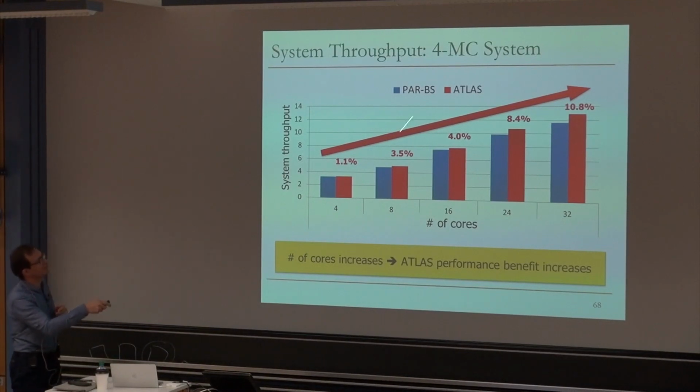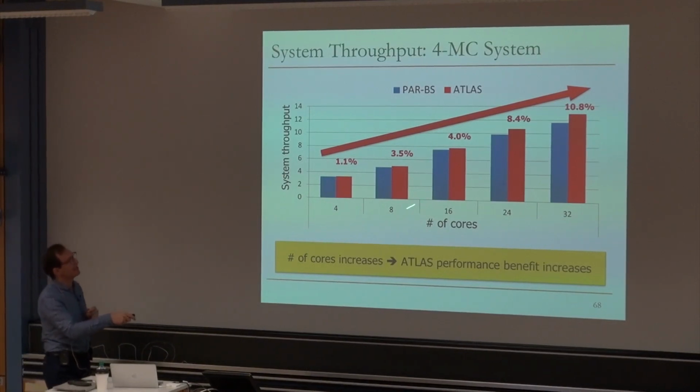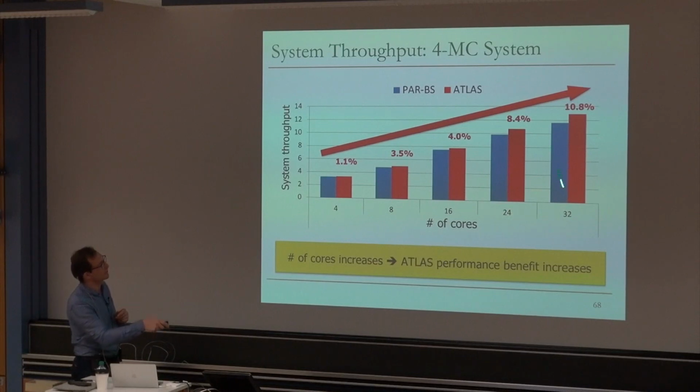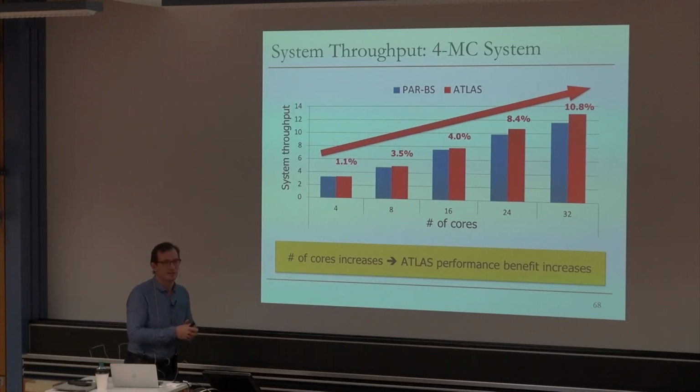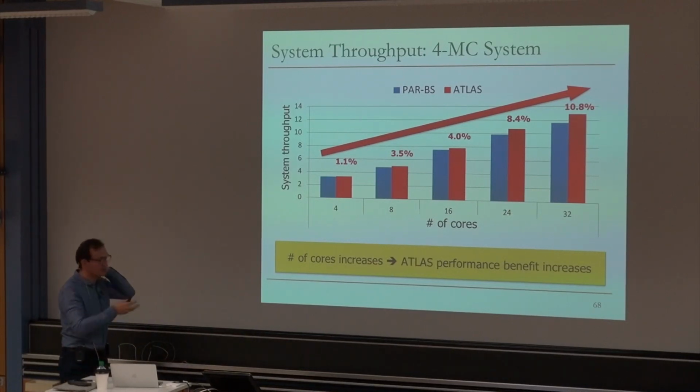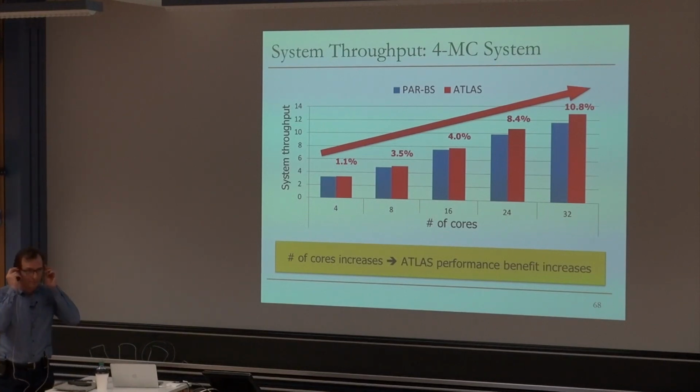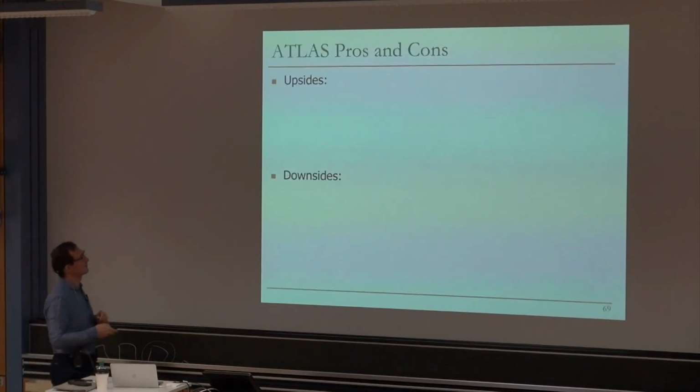Here the bandwidth is ample. You have 4 cores, 4 memory controllers. Here you have 32 cores, 4 memory controllers. So there's more analysis in the paper. I'm not going to go into that in detail, but I'd encourage you to take a look at this also.